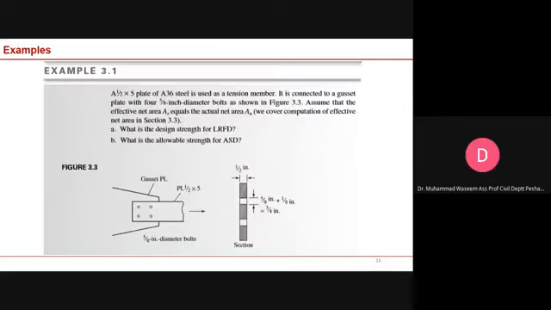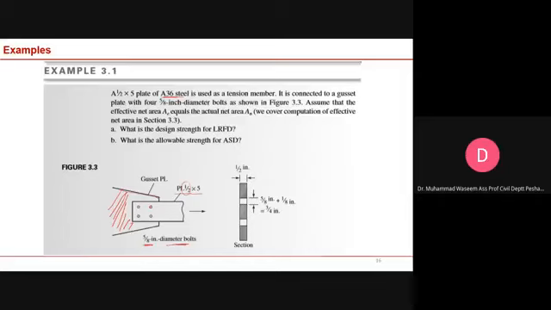Now let's go through an example. There is a plate which is connected to a gusset plate. This is a gusset plate. This is a tension member, and it is a plate which is half an inch thick. It is connected to this gusset plate with the help of these bolts. Now if you see the section, you will see this one. The steel which you are going to use here is A36 steel.